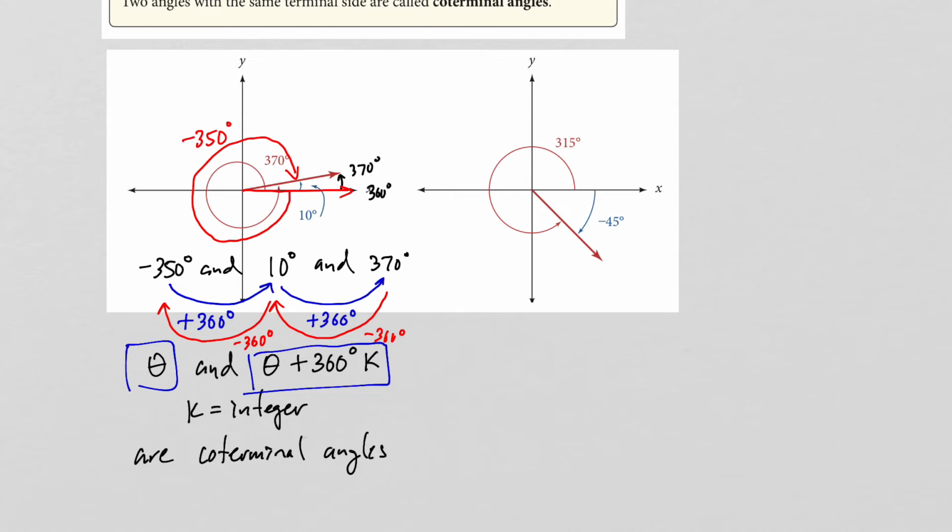Now we have another example here. We have the angle negative 45 degrees, which is this angle here. And then we have the angle 315 degrees. Those two angles are coterminal. Now, once again, to help you see this, if you take negative 45 degrees and you add 360 degrees to it, you get 315 degrees. So given any angle theta, you can always find a coterminal angle by adding or subtracting 360 degrees as many times as you need to.